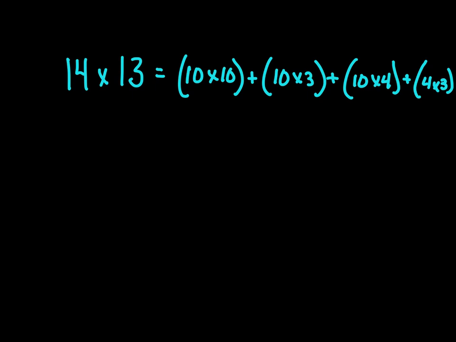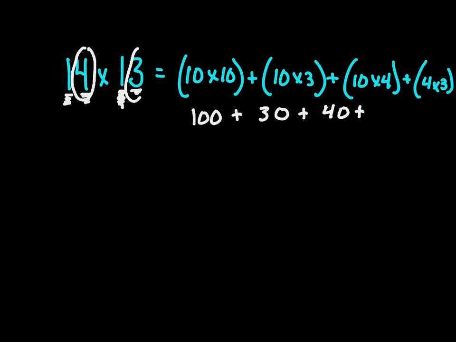So we see we're going to take this 10 and multiply it with this 10 to get 100. We're going to take this 10 and multiply it by these 3 ones to get 30. We're going to take this 10 and multiply it with this 4 ones to get 40. And then we're going to take our ones, 4 times 3, to get 12.